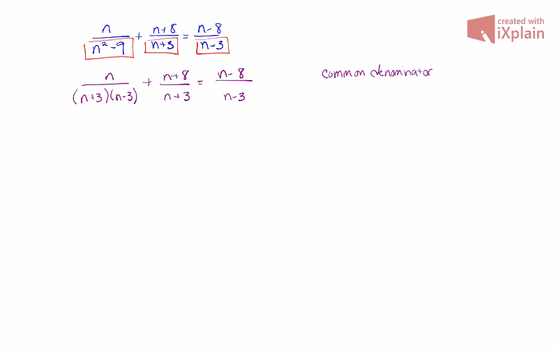If you notice, I see that I have an n plus 3 occupying 2 out of the 3 rational expressions, and I have an n minus 3 occupying 2 out of the 3 expressions. So what I'm going to go ahead and do is multiply each term by an n minus 3.